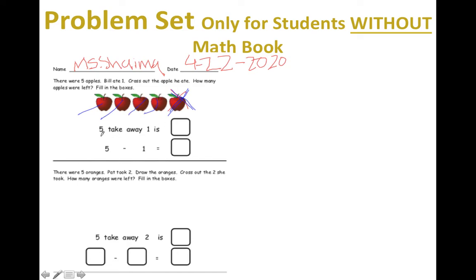So the number sentence reads 5 take away 1 is how many? 4. And then we do 5 minus 1 is 4. Very good.